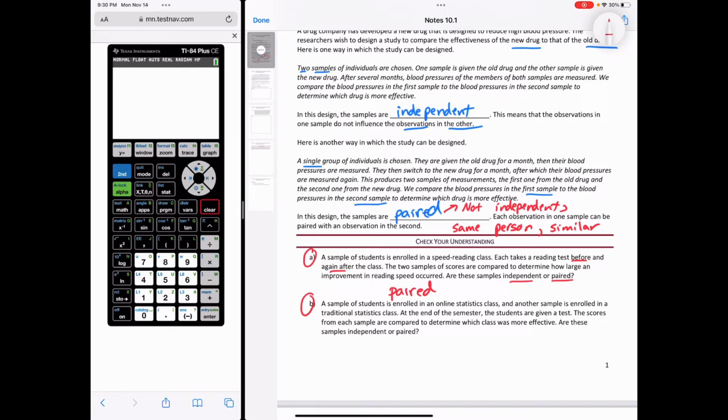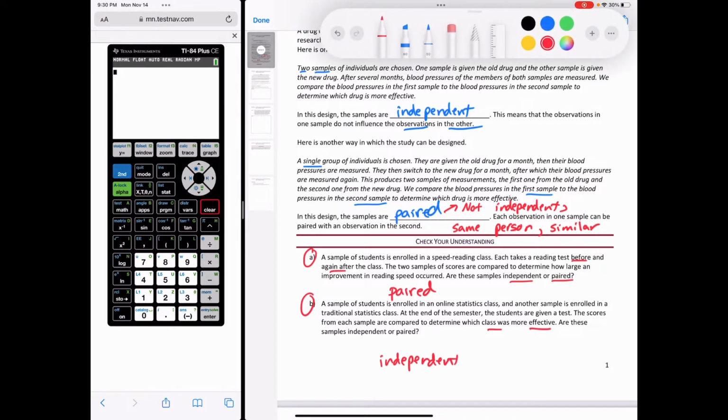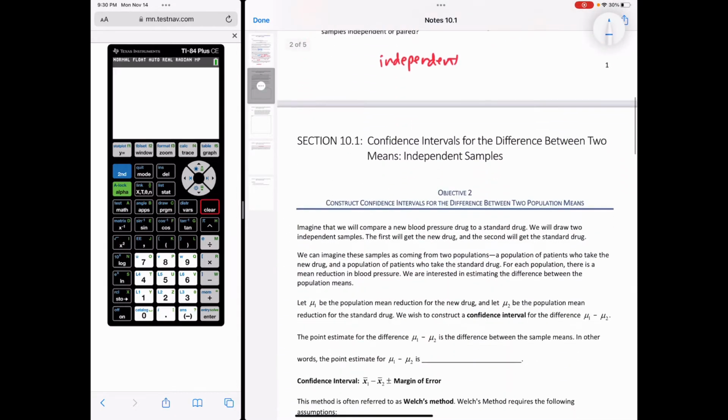The second one says a sample of students is enrolled in an online stats class and another sample is enrolled in a traditional stats class. At the end of the semester, the students are given a test. The scores from each sample are compared to determine which class is more effective. Are these samples independent or paired? These would be two independent samples. And again, you can tell from the context of the question which it is, and that's going to be important in which test we do.